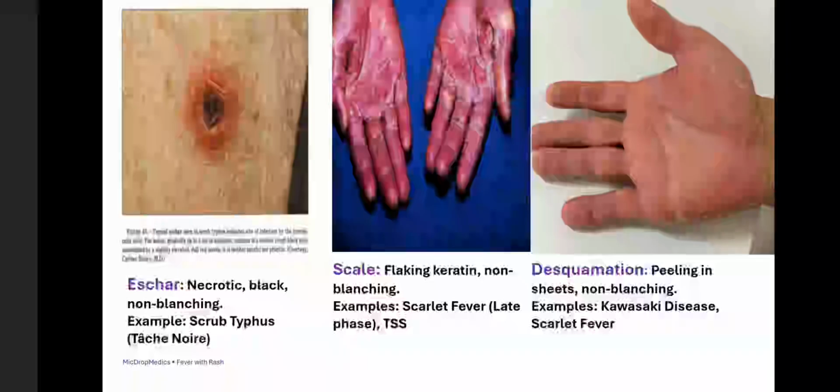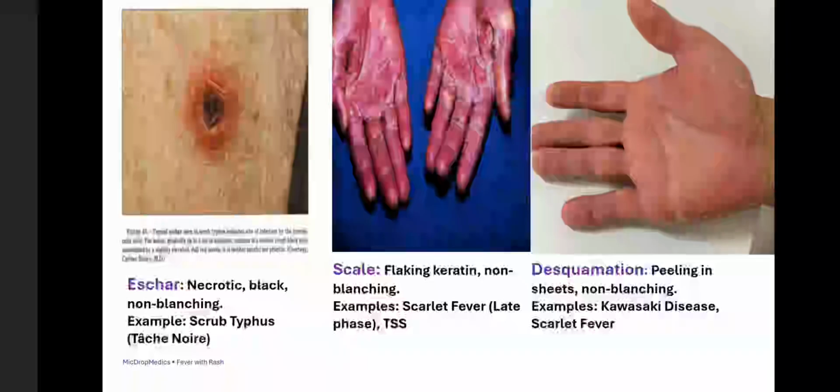If you see a black necrotic crust like a cigarette burn, that's an eschar. In a febrile patient, the black spot is the tache noire of scrub typhus. It's a diagnostic goldmine that most doctors miss because they don't look beyond the ears or in the skin folds.